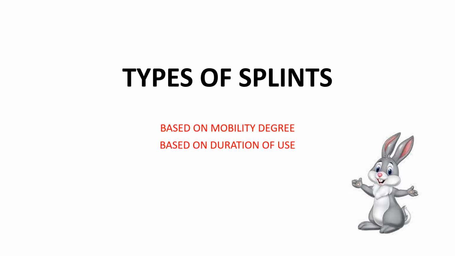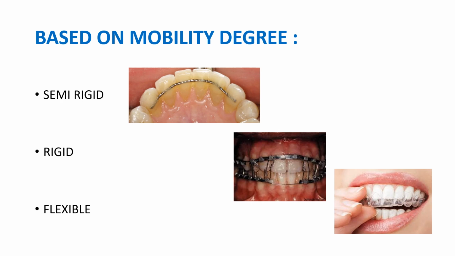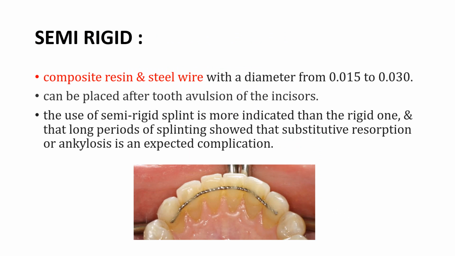Types of splints. Based on mobility degree. Based on duration of use. Based on mobility degree: semi-rigid, rigid and flexible. Semi-rigid: composite resin and steel wire with a diameter from 0.015 to 0.030. Can be placed after tooth avulsion of the incisors.